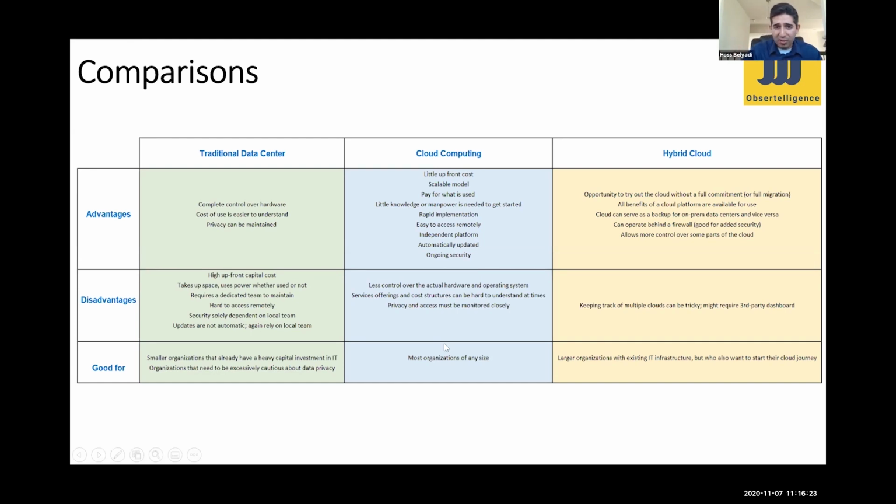Cloud computing, as I said, has little upfront cost, as opposed to owning these hardwares and everything else. It's a scalable model. That's why a lot of companies love it. Pay for what is used. Like Amazon says, if you're not going to run machine learning models on my servers, you're not going to pay for it. The only time you're paying for it is when you're using it.